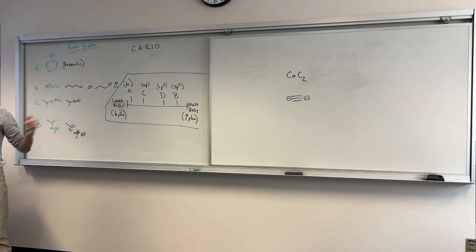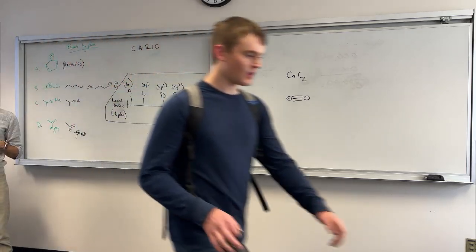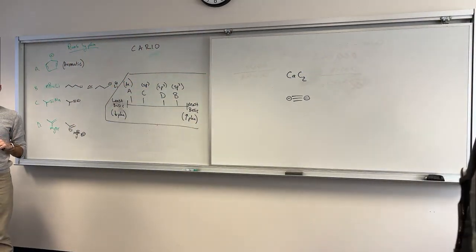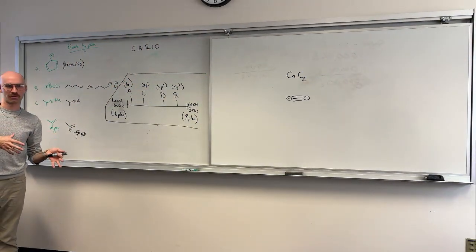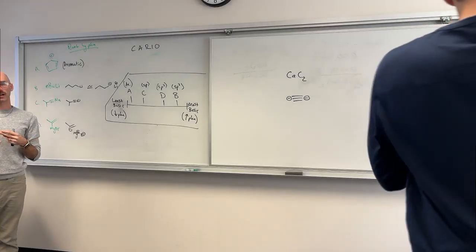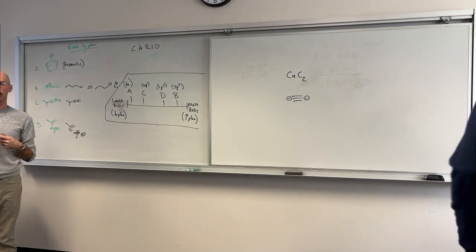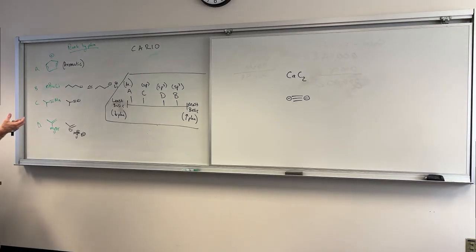So calcium carbide is an organometallic. Most people would say calcium carbide is a mineral, more so than an organometallic, because it's crystalline and it's hard and it's still basic. That's true, but I don't know if I've ever heard somebody describe it as an organometallic.